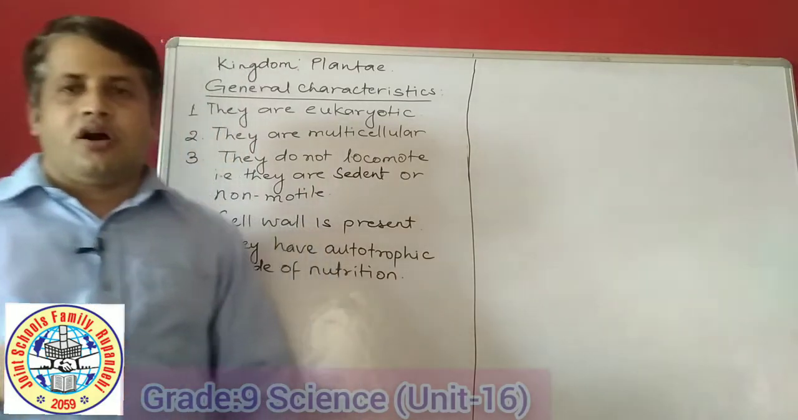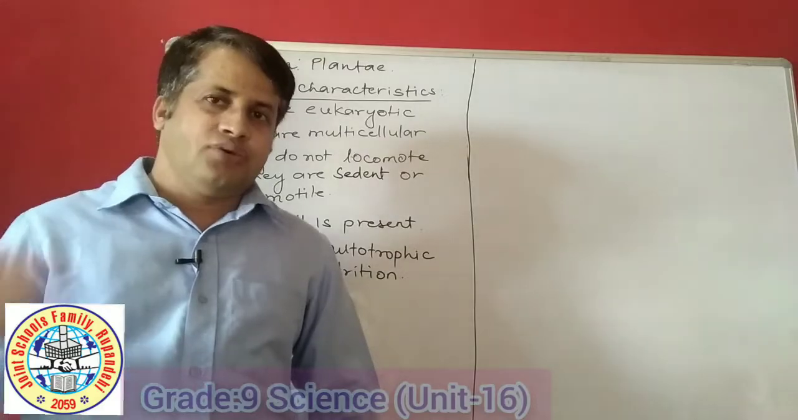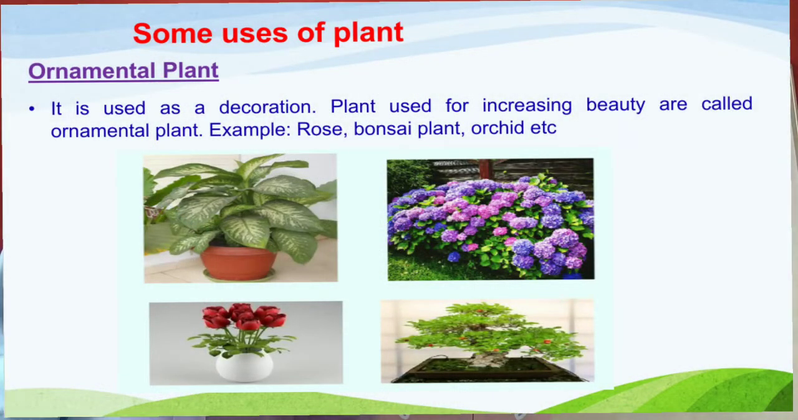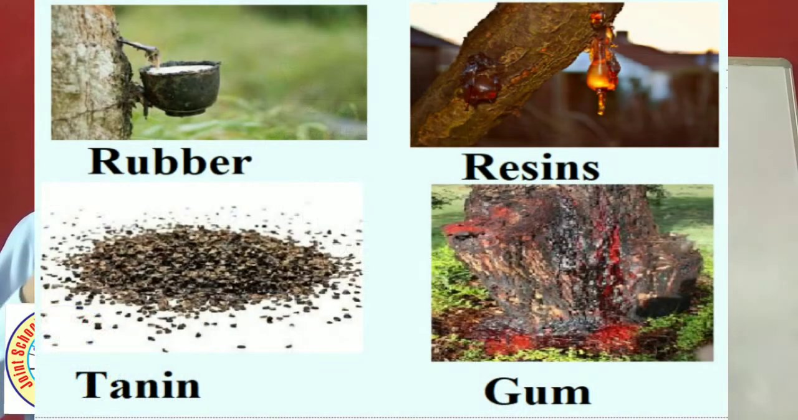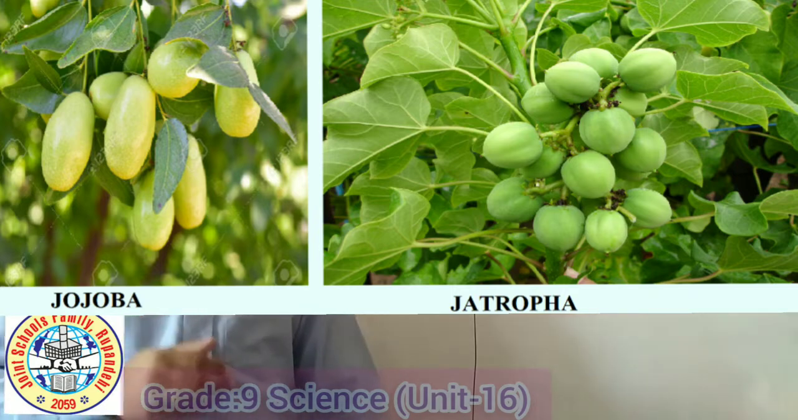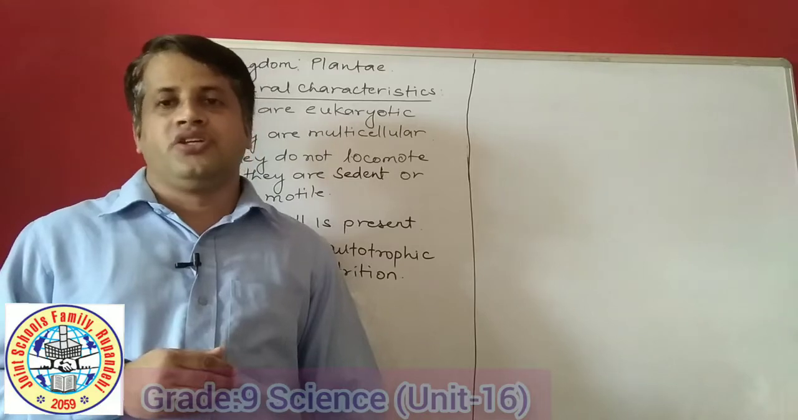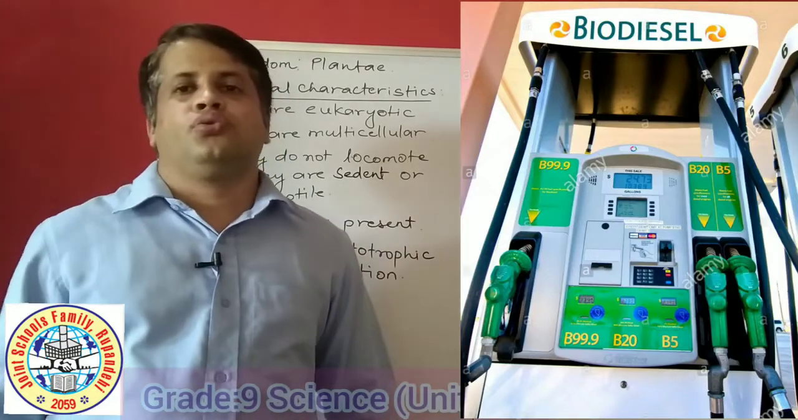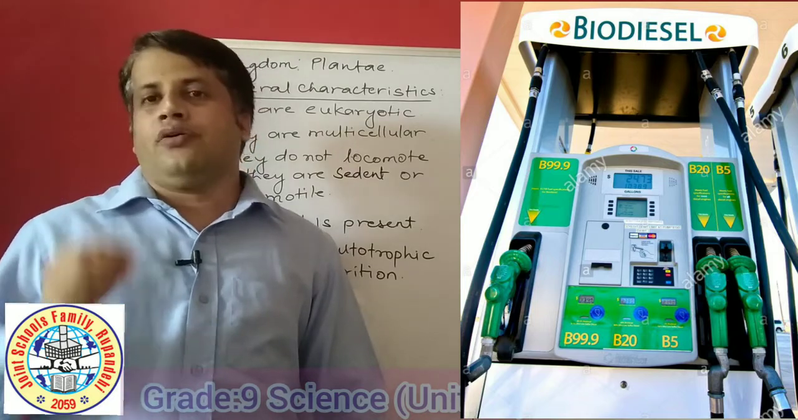Plants are not only used as herbal medicine, they are also used for decoration, as well as various products produced by plants which are used to make commercially selling products such as rubber, gum, tannin, resins, etc. Similarly, there are some plants such as jatropha and jojoba, which are used for producing biodiesel. In many countries in the world, these plants are used to generate biodiesel.